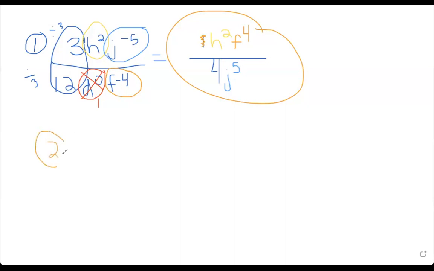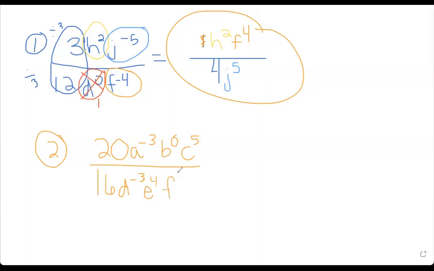So here's your practice problem that I want you to write on the back of your notes page, and you are going to simplify this one on your own for homework. So it's going to be 20a to the negative 3rd, b to the 0, c to the 5th, all over 16 d to the negative 3rd, e to the 4th, f to the 0, and g to the negative 5th.